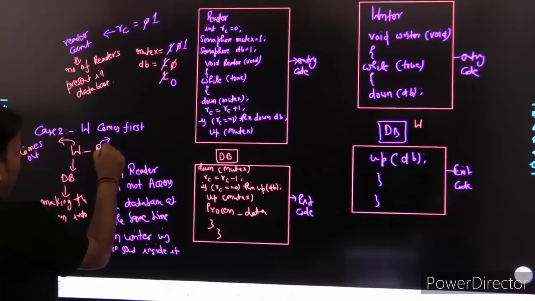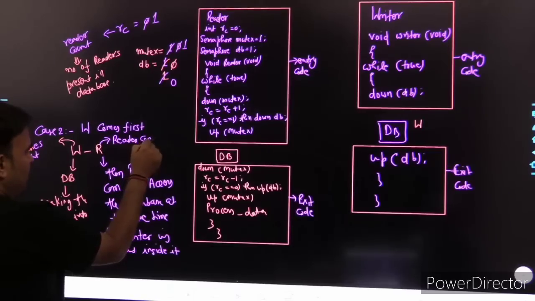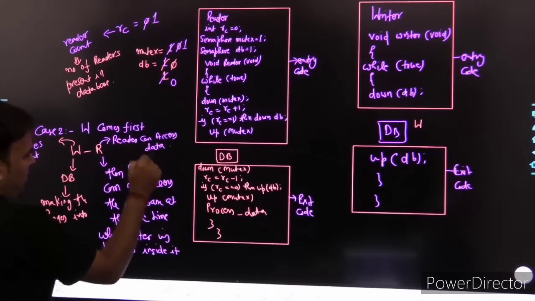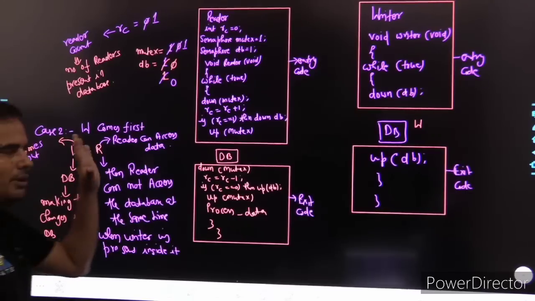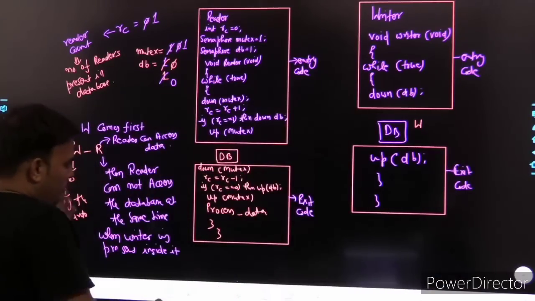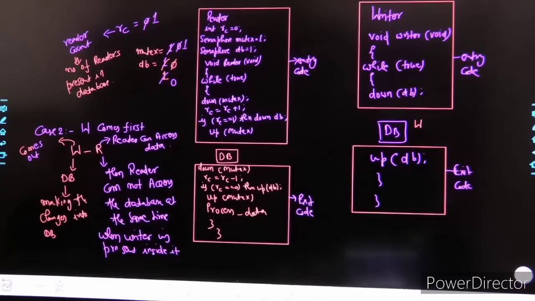Then this reader can access the database. Both cannot be present in the database at the same time. So this way, this binary semaphore will provide the solution for case second. Now the case third, please note it down. I will explain here what case third is.